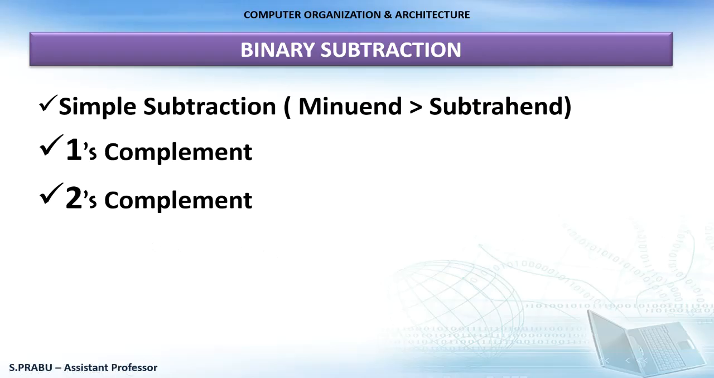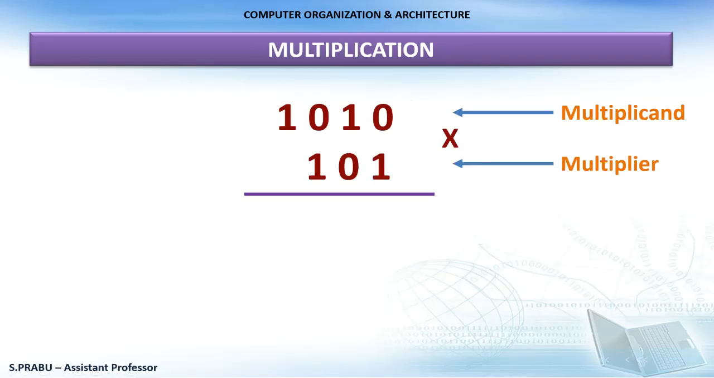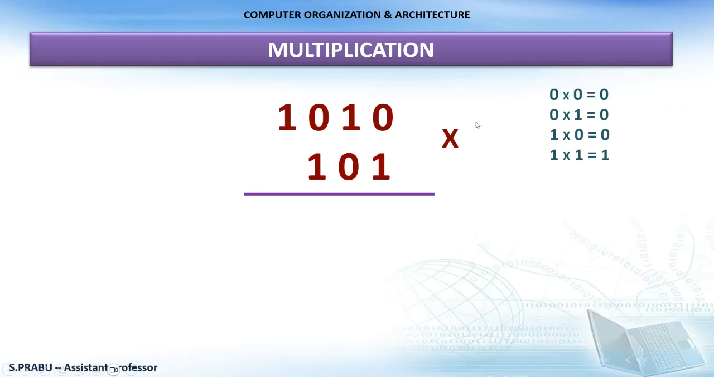Let's move to the multiplication process. In a multiplication, the first number is called multiplicand, the second number is called multiplier. We have to apply simple rules like addition and subtraction.